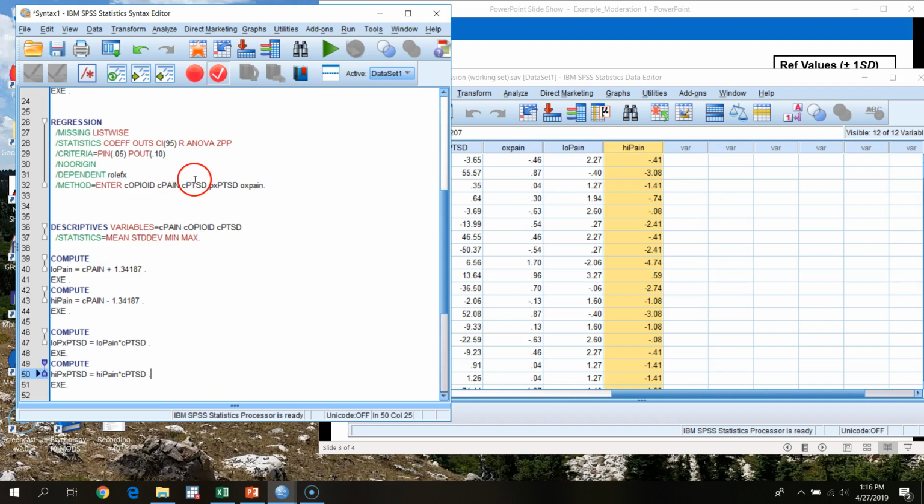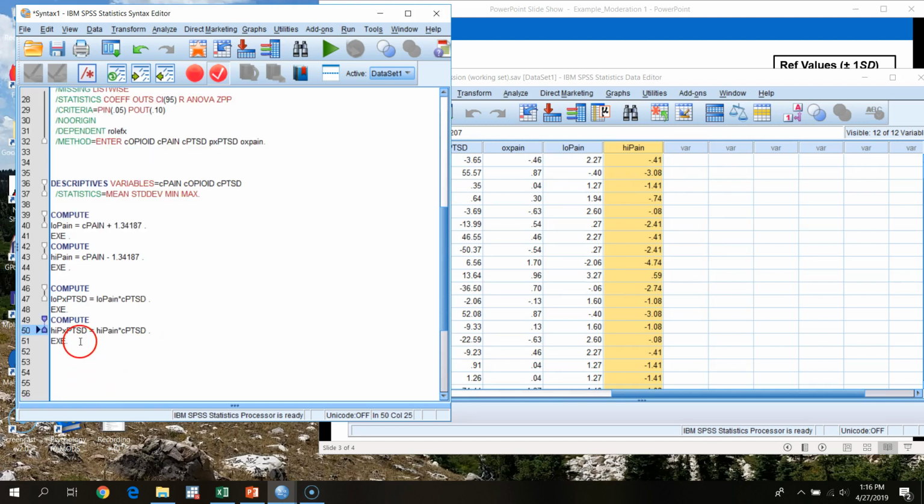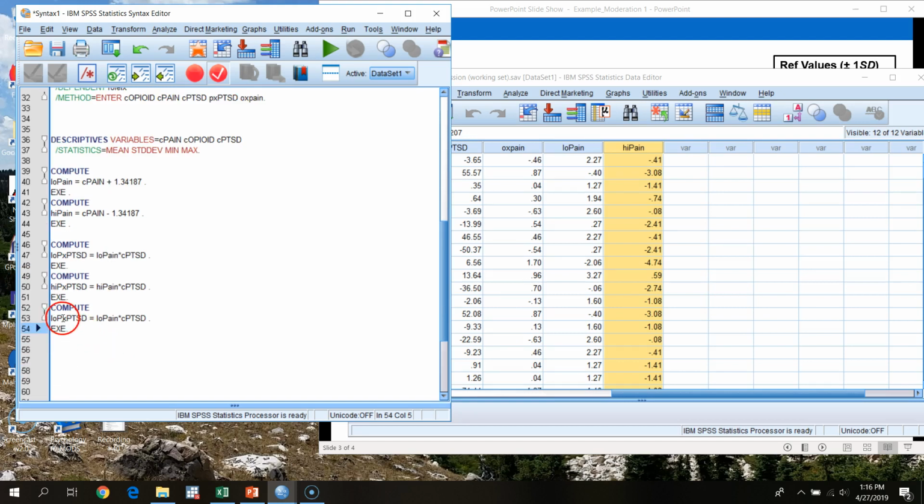But I've also got in my regression model, pain is involved in opiate use as well. So that everything's consistent, I should probably create interaction terms so that those are all consistent with everything. So what I'm going to do is take low pain multiplied by opiate use, and I'm just going to take low pain times centered opiate use.